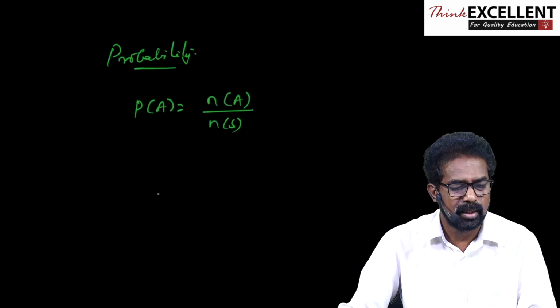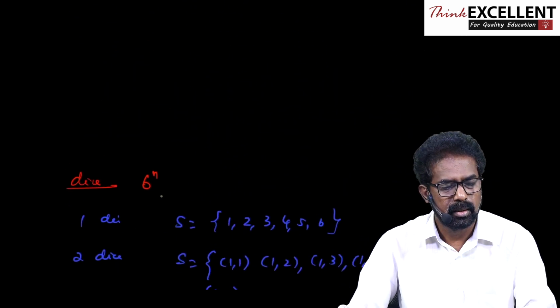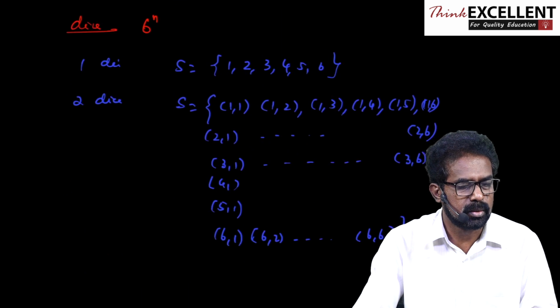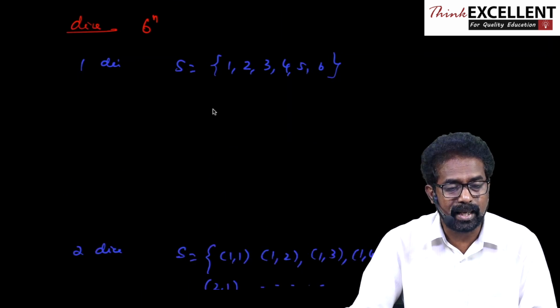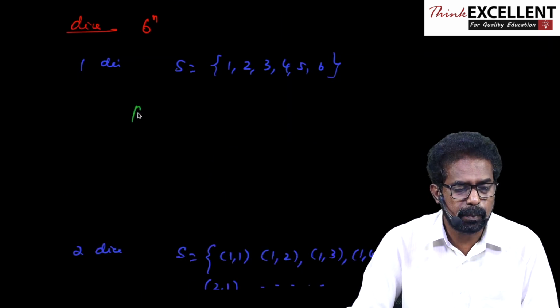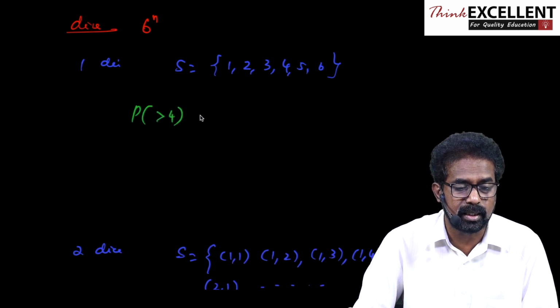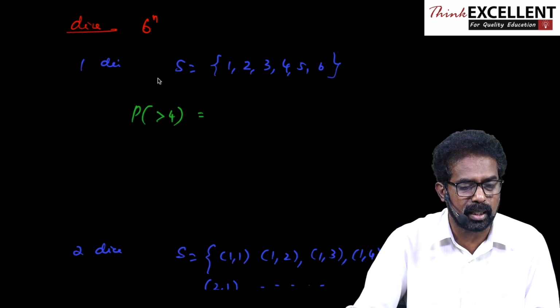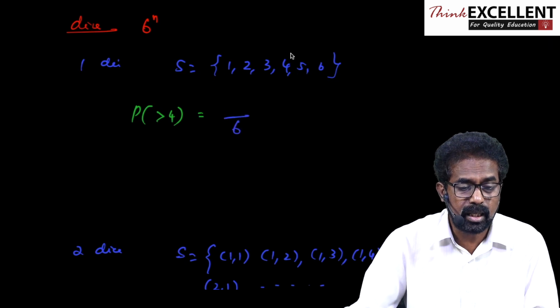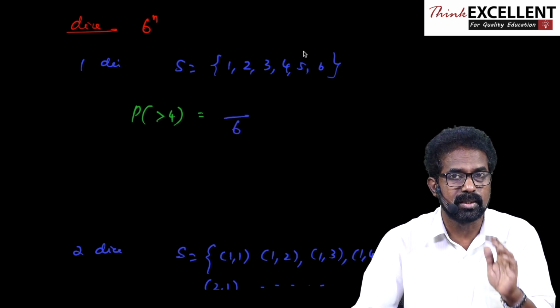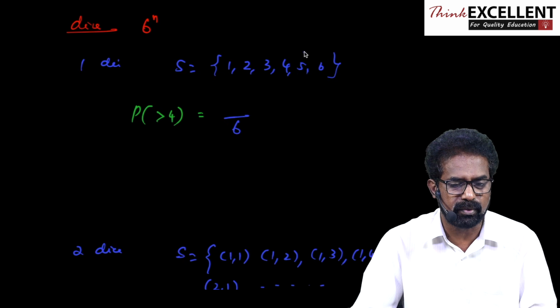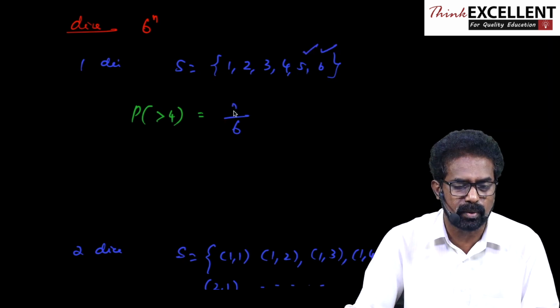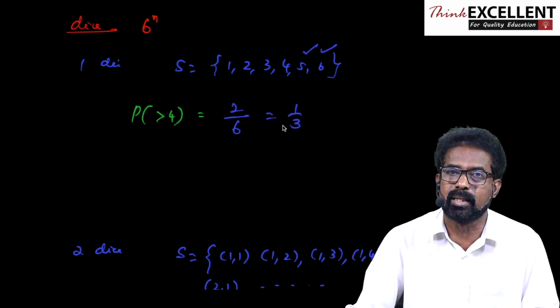For example, suppose you take tossing or throwing one die. What is the probability of getting a number greater than 4? Total cases 6, so the denominator you write 6. Greater than 4 means you can't take 4. It is not greater than or equal to, it is greater than 4. Don't take 4. You take 5 and 6. There are 2 cases. So your answer is 2 by 6, or 1 by 3.